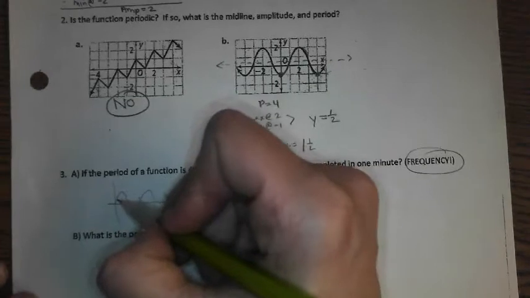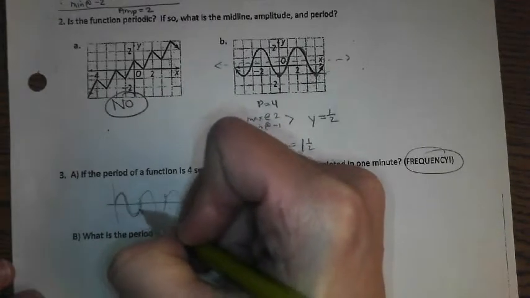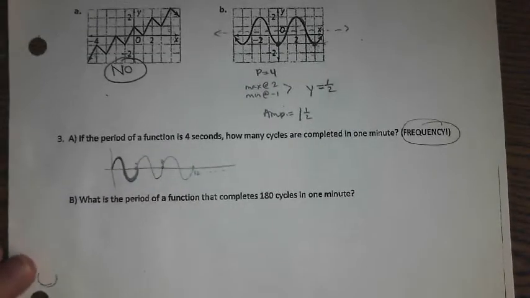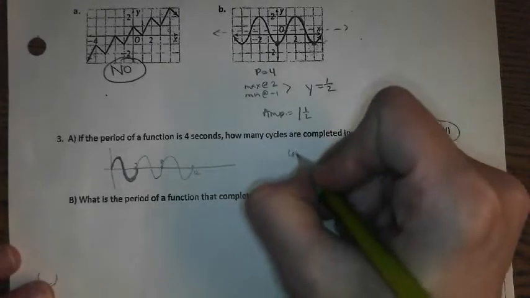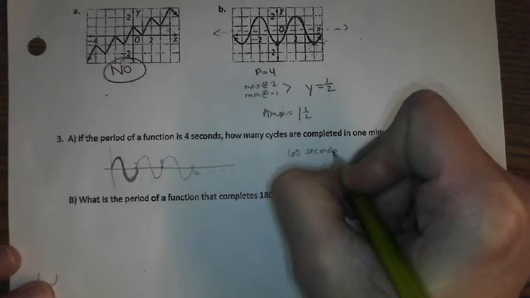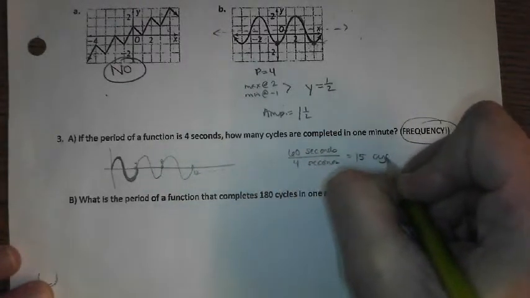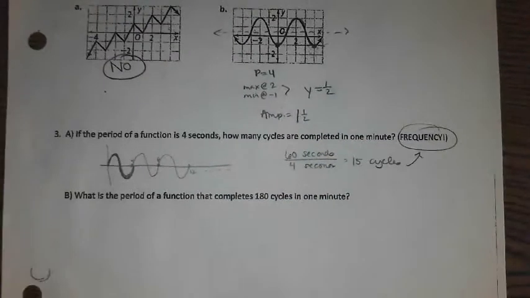How many of these cycles would we fit in 1 minute? If each cycle is 4 seconds long, how many will fit in 60 seconds? 60 seconds, yeah, Lucas? Divided by 4 second cycles is 15 cycles. That's your frequency in that scenario, because they set the length of time and they say, okay, in 1 minute, what's your frequency?